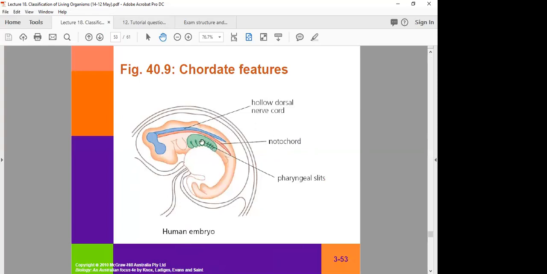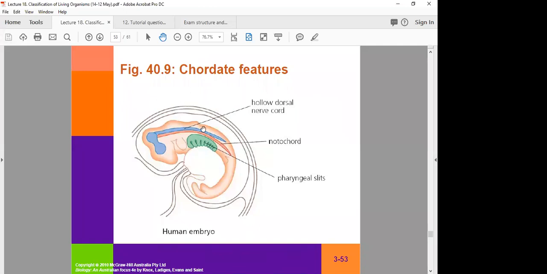And then here we have in green the pharyngeal slits, which, as we said earlier, in fish will develop into the gills, but in humans these actually develop into parts of the inner ear. So you might have heard of the eustachian tubes. Certainly if you ever have sinus problems, you'll know all about eustachian tubes. But these slits also develop into the tonsils, certain glands, and parts of the jaw also.